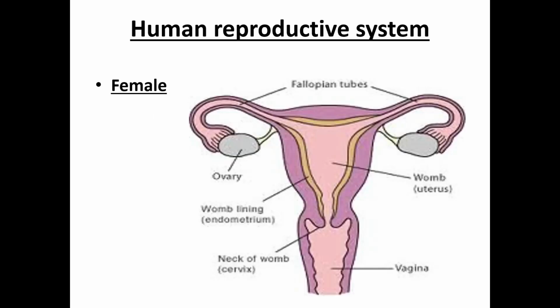Okay, we're going to enter the section on the introduction to the reproductive systems of male and female. The first one is the female human reproductive system. I'm pretty sure you guys have seen this before. You can see there's a fallopian tube, and on the left and right of the reproductive system there's an ovary. Between them, in the middle, is the womb lining with the womb, which can also be called the uterus, and then the neck of the womb, which we call the cervix, and at the end is the vagina.